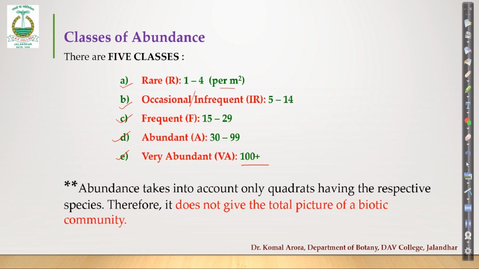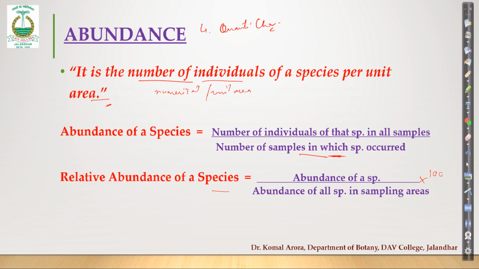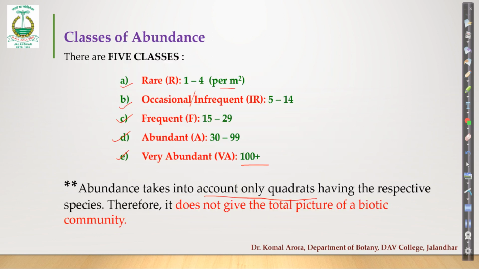Okay, the number of plants per meter square area can correspond to more than 100. Now, abundance takes into account only the quadrats where the species is present. I told you in the formula also, in which the species occurred. It means we are not considering total area.